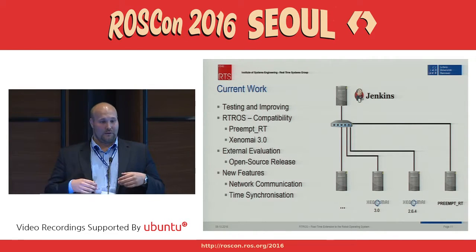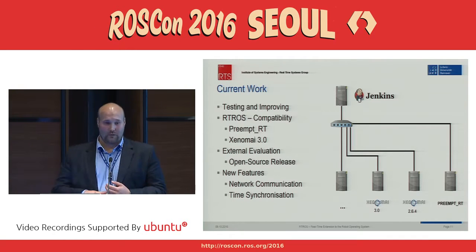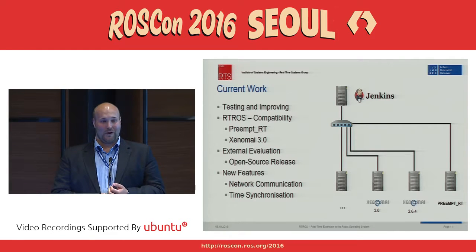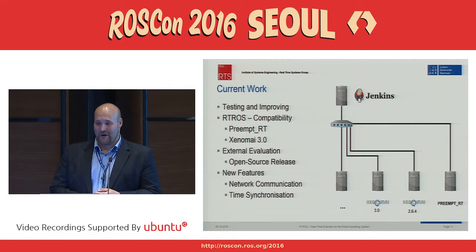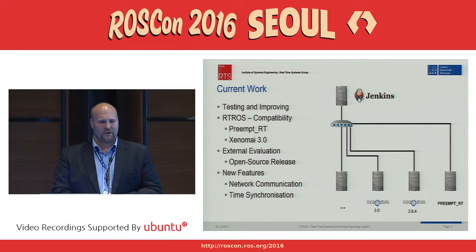So I would like to talk a little bit about the current work. Of course, we are working on testing and improving the current state of work. We started to set up a continuous integration testing system where we want to be able to test for real-time constraints as well. Therefore, we cannot use as much virtualization as we would like to use, but we use dedicated systems with real-time operating system installed and just trigger the jobs there. Currently, we are testing for Xenomai 3.0, Xenomai 2.64, and Preempt-RT. I'm not entirely sure which version.